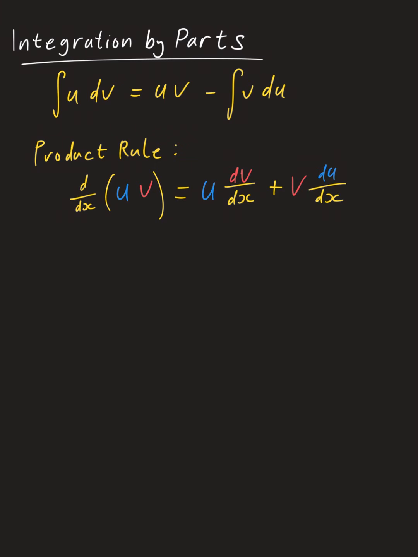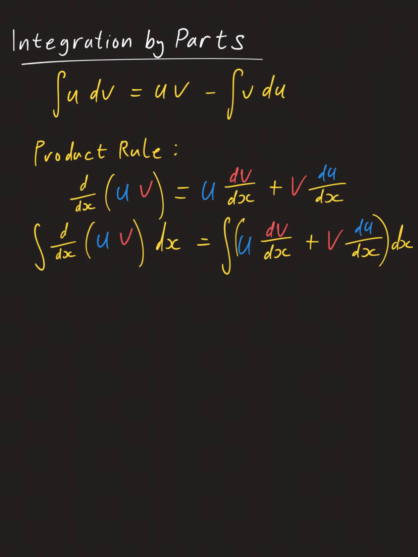So there's the product rule. The derivative of u times v is u times the derivative of v plus v times the derivative of u. So let's integrate both sides of this equation with respect to x. So the left side is the integral of the derivative of u times v, which is just u times v. On the right side, the integral of u times dv dx becomes u dv.